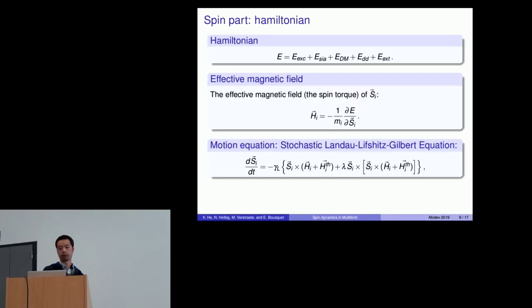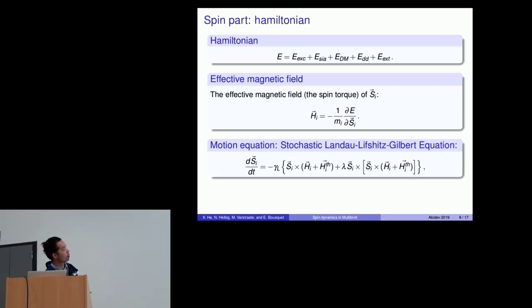So next I will talk about spin dynamics. Like what we talked about in the abstract potential, we should have a Hamiltonian, which for the spin has the exchange interaction energy, the single ion anisotropy, Dzyaloshinskii-Moriya, and dipole-dipole interaction, and we also have the energy due to the external field. And from this energy, we can calculate the derivative, and then we get the effective magnetic field.